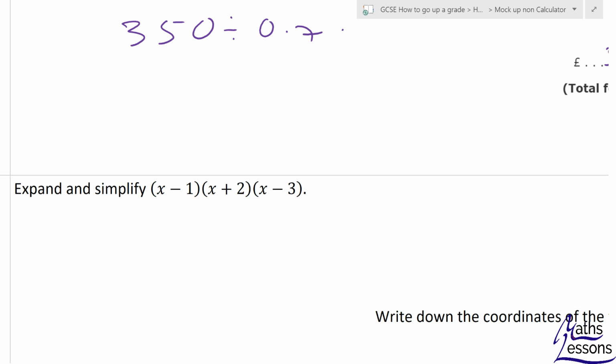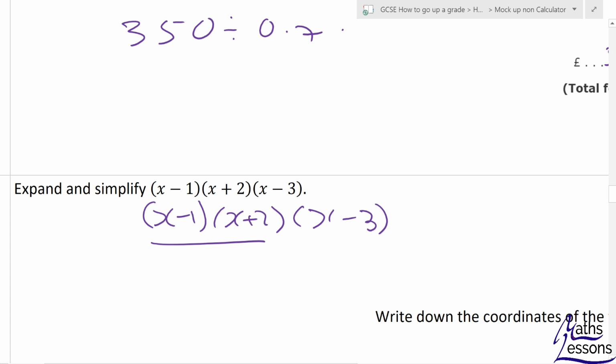Now, okay, we've got x minus 1 times x plus 2 and times x minus 3. I'm going to just do these two first. So x minus 1 times x plus 2 gives me x squared, minus 1 times x is minus x, 2 times x is plus 2x, minus 1 times 2 is minus 2. And I want to times that all by x minus 3. But first of all, I'm going to group these two things together to get x squared plus x minus 2.